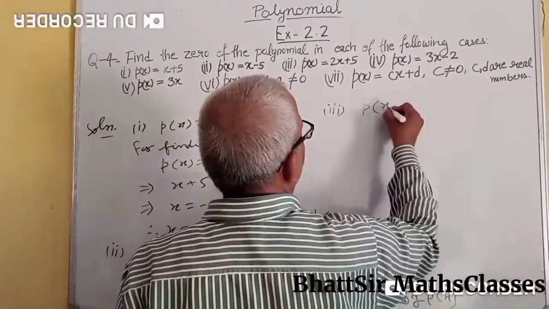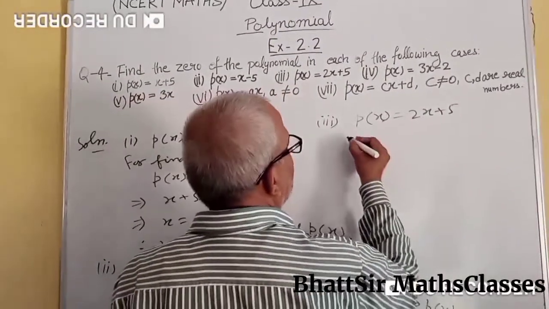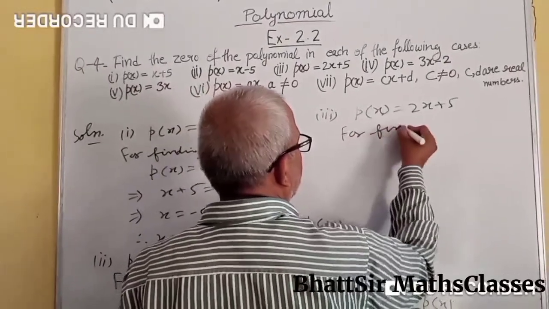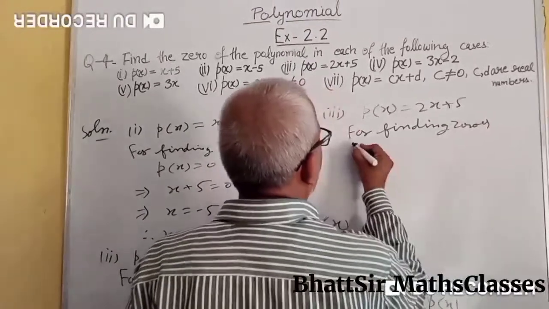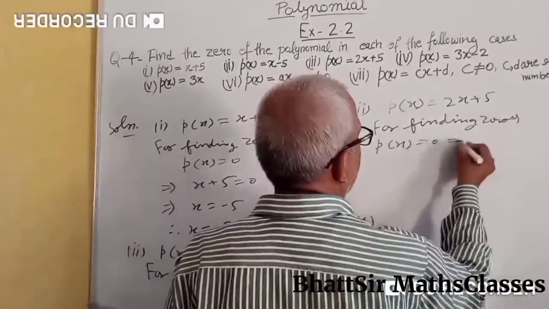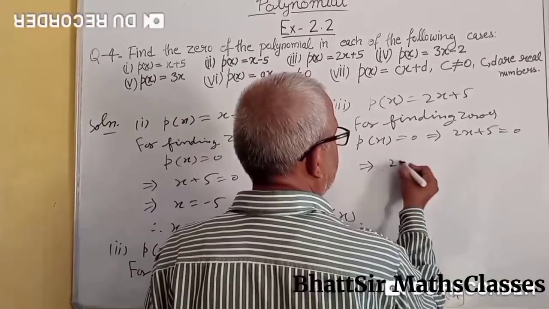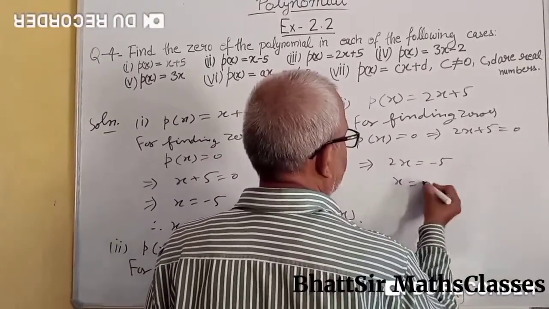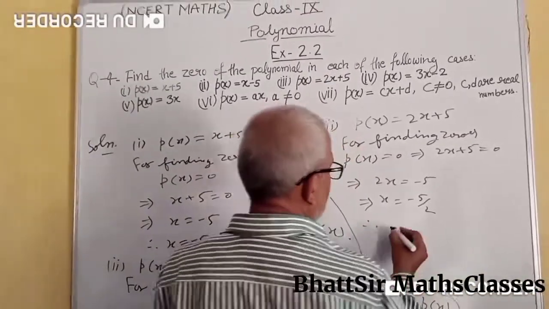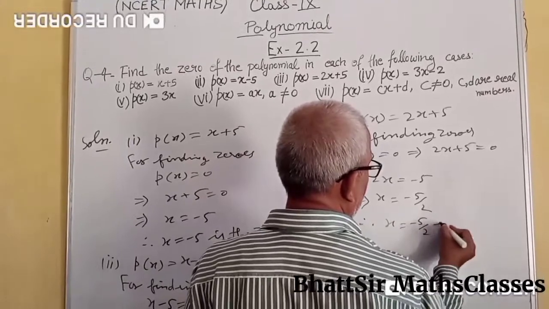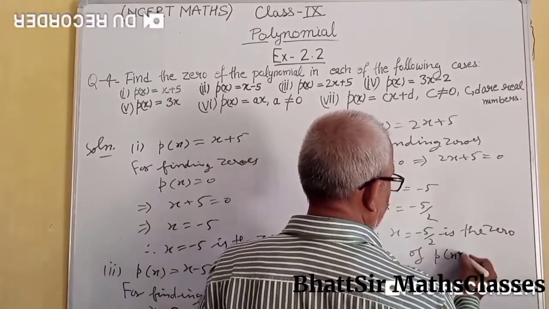Now I am attending the third part. P(x) equal to 2x plus 5. For finding zeros, P(x) equal to 0 implies that 2x plus 5 equal to 0, implies that 2x equal to minus 5, x equal to minus 5 upon 2. Therefore, x equal to minus 5 upon 2 is the zero of P(x).